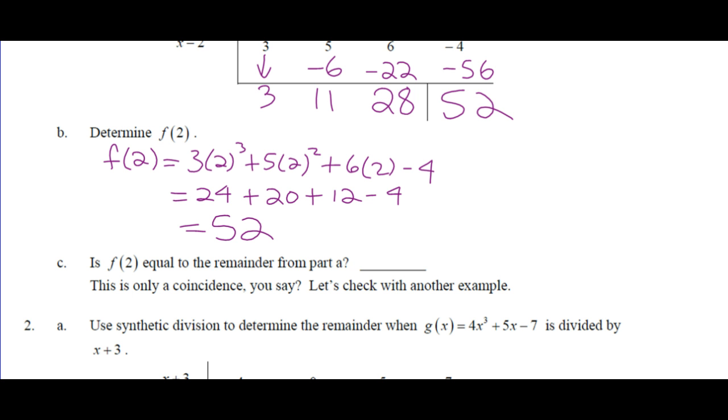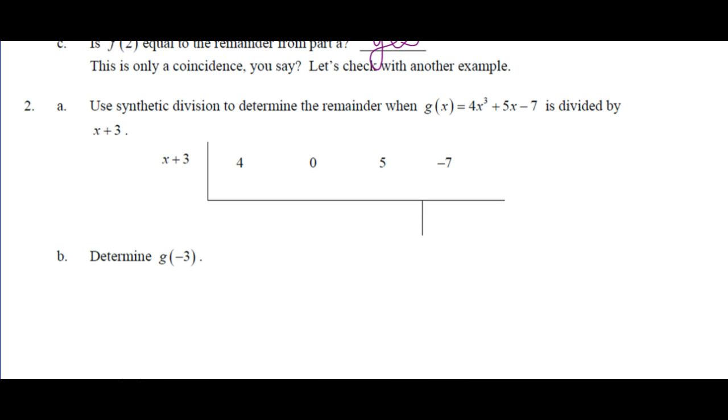Well, first, is f of 2 equal to the remainder from part A? Yes. You say this is only a coincidence, or maybe you didn't say that. Let's check in with another example. So right now we can start to form a hypothesis. What type of reasoning are we doing?